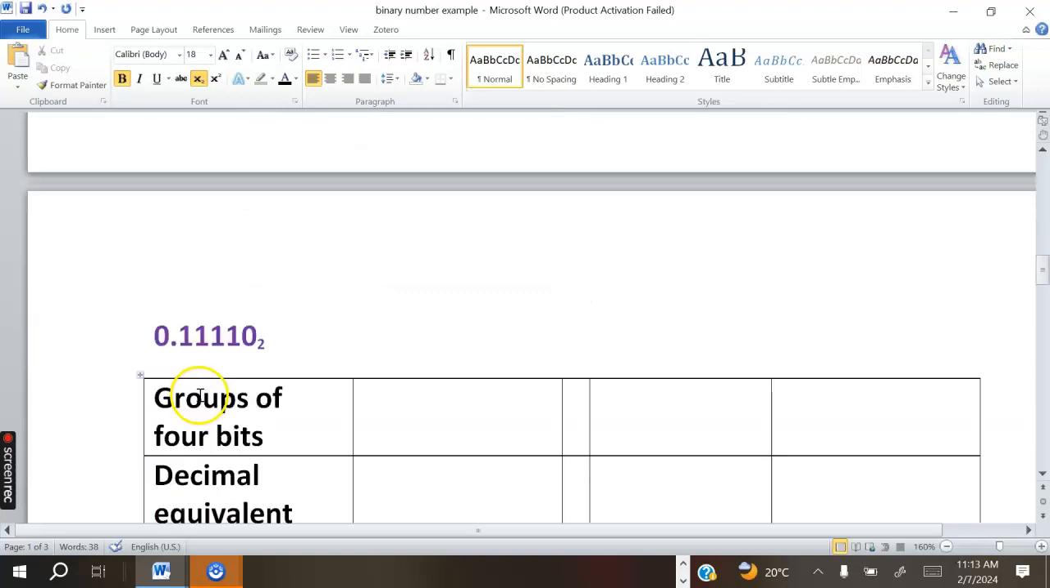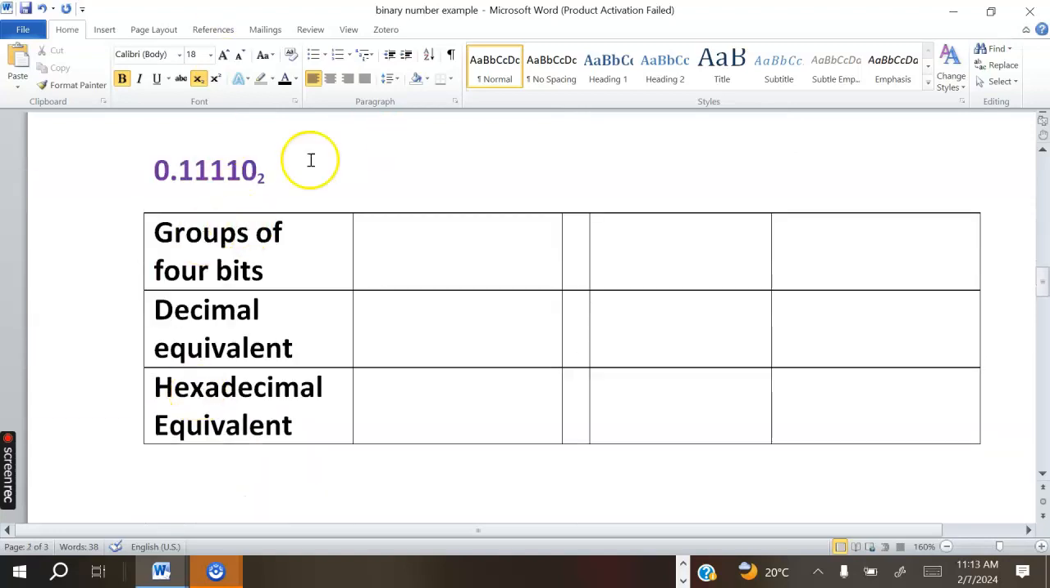Okay, let's move to the next part. The next example, we have this one. As you can see, we have the integral part on this side and the fractional part on the other side. So number one, you have to confirm whether you can get a group of 4. And as you can see, it is not totaling to a group of 4. So you need to note this one.